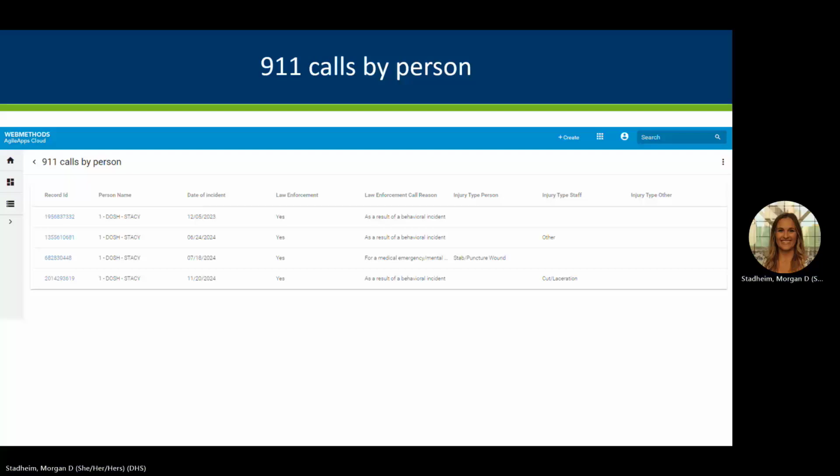The next report, titled 911 Calls by Person, can help teams identify when additional or modified behavior interventions are needed, determine when they might need to have a meeting with emergency responders, and evaluate the relationship between 911 calls and emergency manual restraint. For example, if a team reduces manual restraint but increases 911 calls, that might indicate a need for additional behavior evaluation.